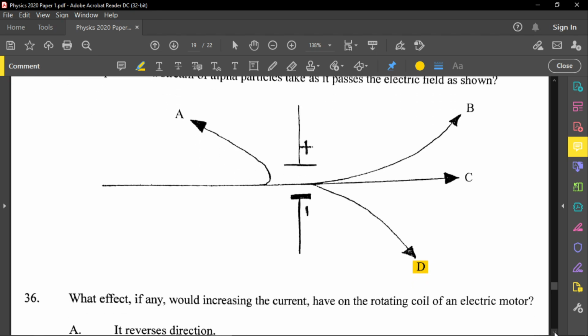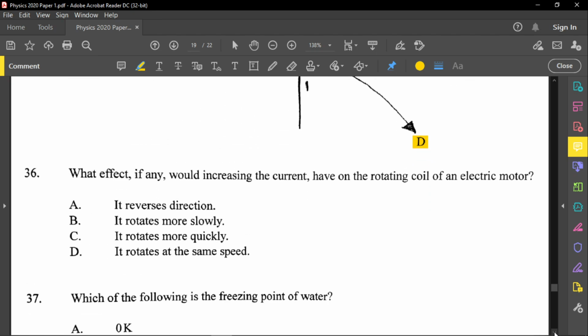All right, let's jump to the next question. Question number 36. We move a little bit faster now because these questions have fewer calculations. So 36 said, what effect, if any, would increasing the current have on the rotating coil of an electric motor? If you apply more current, the motor will spin faster. It rotates quicker. So C will be your answer. Great, moving on a little bit faster.